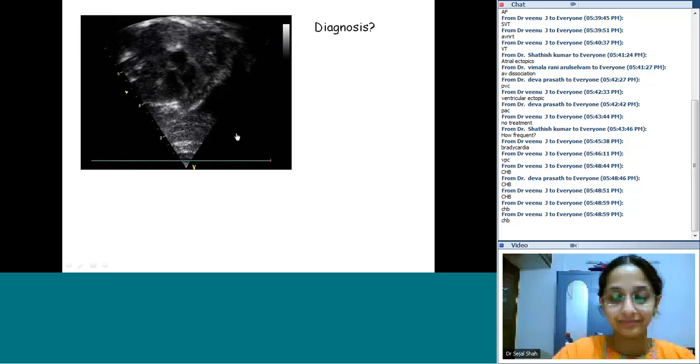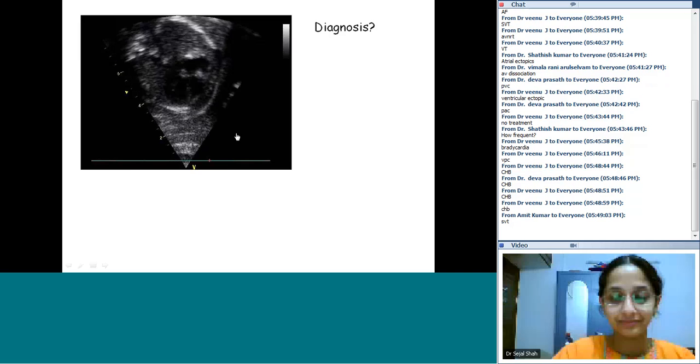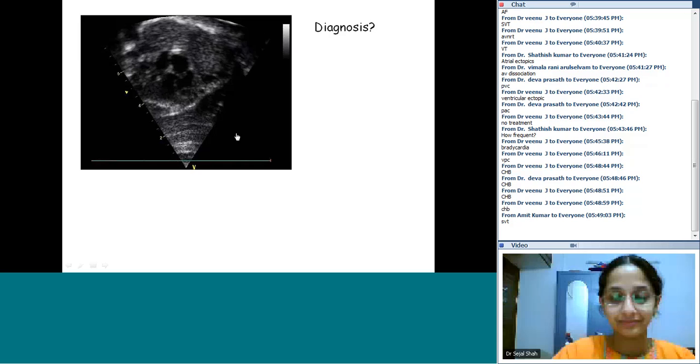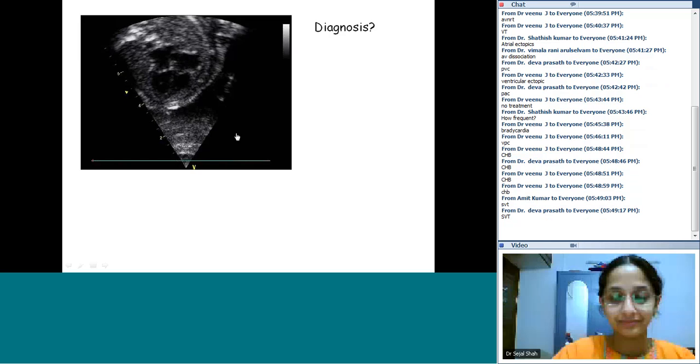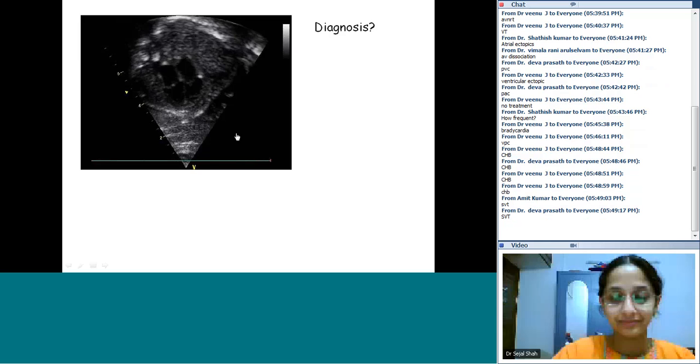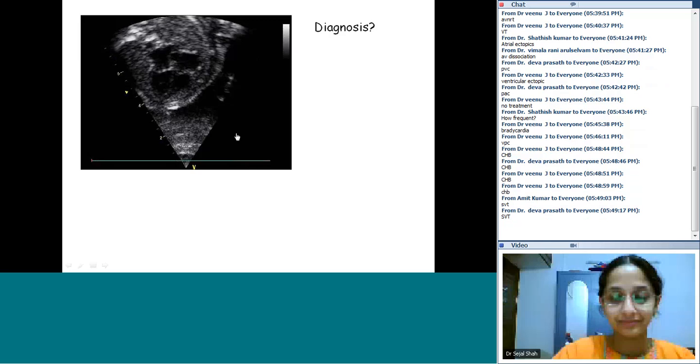I'm getting answers of complete heart block from everywhere, but if you can see this, the contractions are very, very fast. You can see the rate at which the mitral and the tricuspid valves are moving. This is not a normal beating heart. Yes, this is a type of tachyarrhythmia. We don't know what type, but it's some form of tachyarrhythmia.